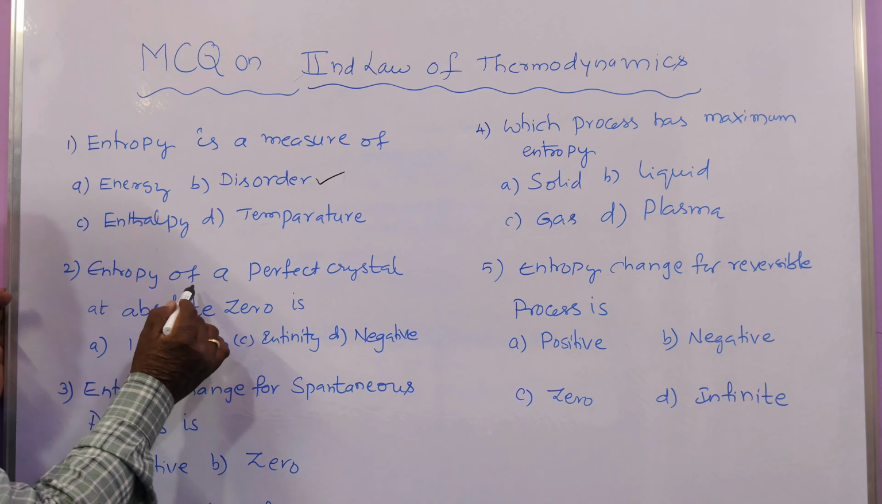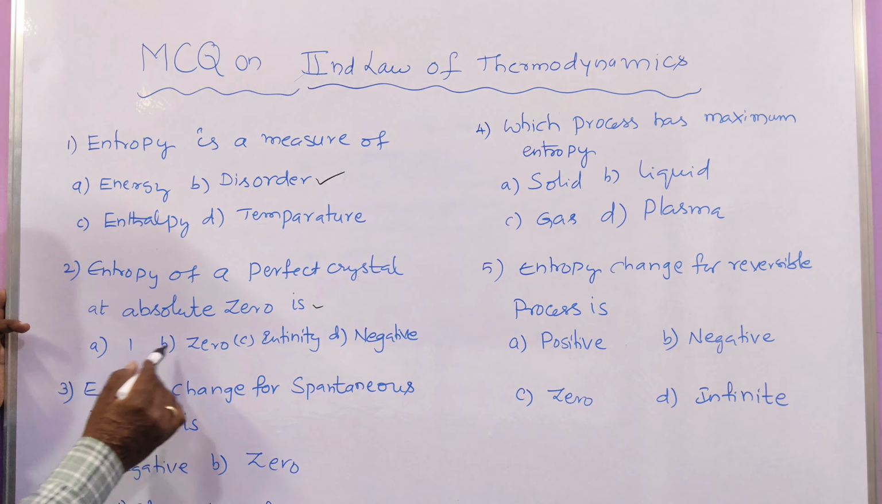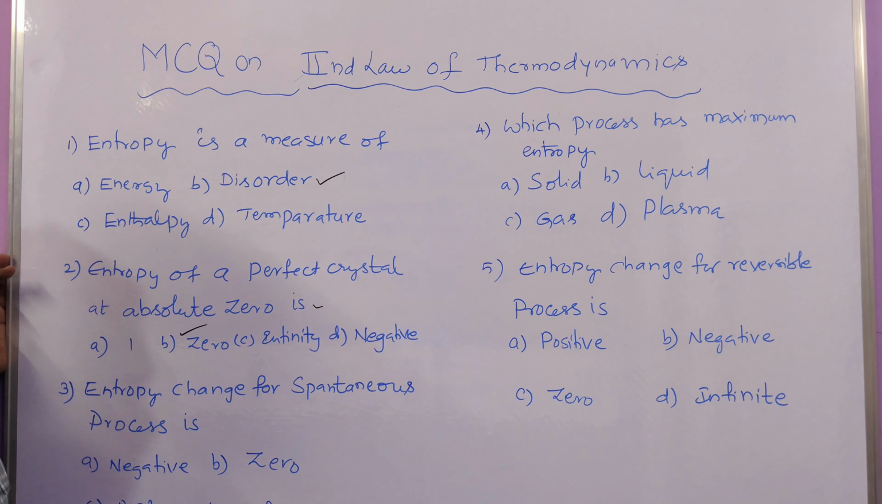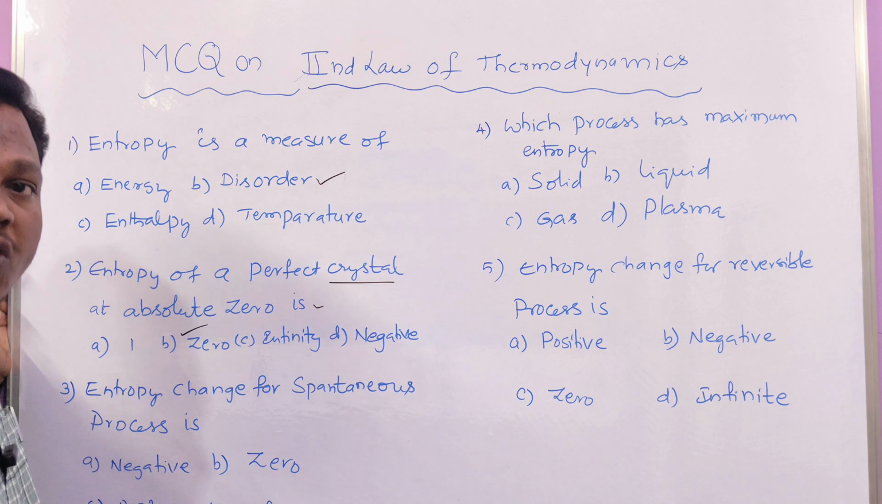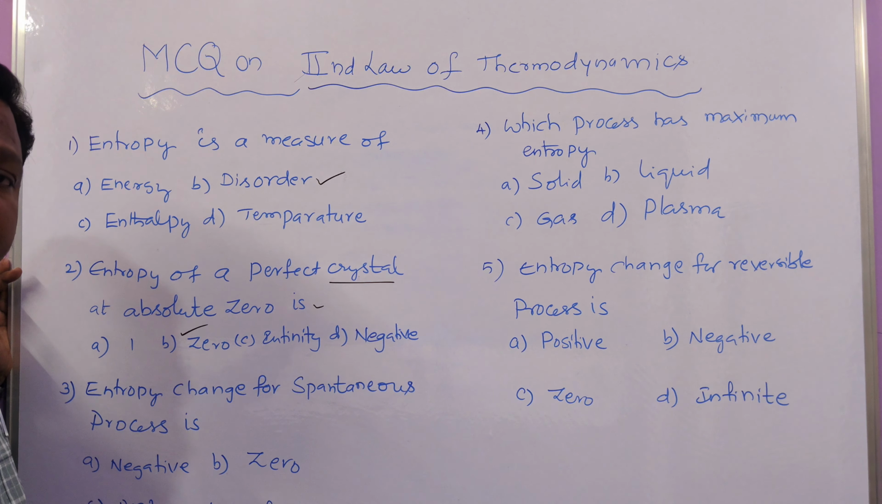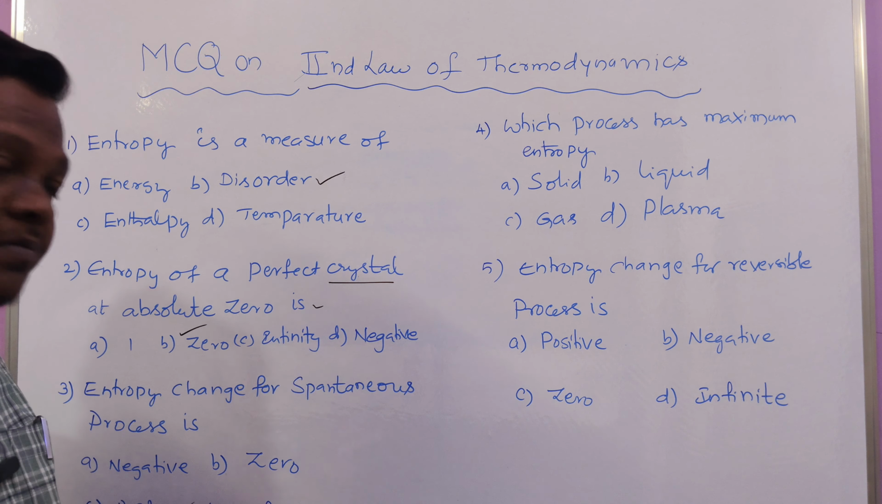So next question, the entropy of a perfect crystal at absolute zero is: 1, 0, infinity, or negative. The answer is 0. Why? Because a crystal is a solid. In solids, atoms, ions, molecules are arranged in a systematic manner. Wherever there is a systematic manner, entropy is 0. If there is randomness, entropy is positive. So the answer is 0.